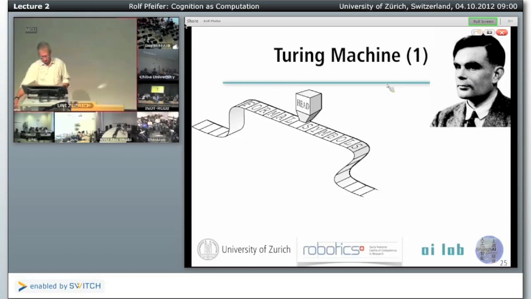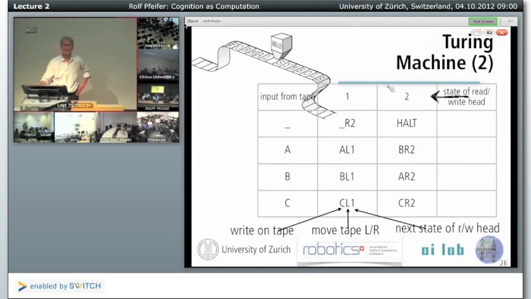Now, what is a Turing machine? A Turing machine consists of a read-write head, and a tape. And on the tape, there are fields. The tape is infinitely long, but only a finite number of the fields have some content. Now, how does that work? It's extremely simple. So I have an example of a Turing machine here.